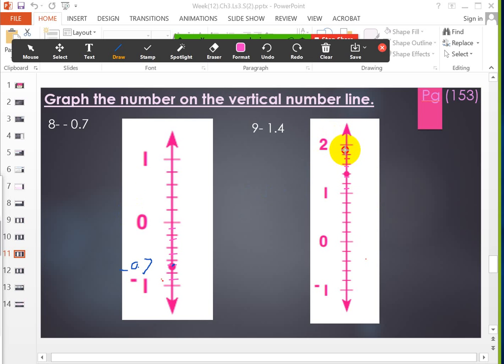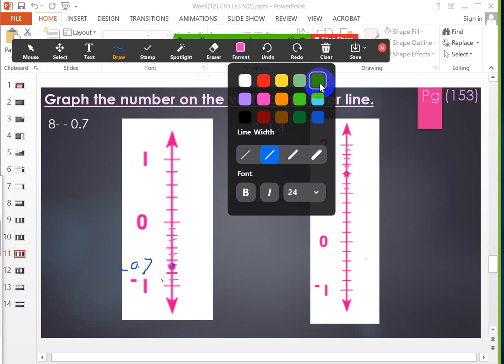So, as I said, this number will be between 1 and 2. The easiest way to locate the decimal number is to divide the distance between those two numbers into 10 equal parts and count 4. So 1, 2, 3, and 4. This point represents the number 1.4.